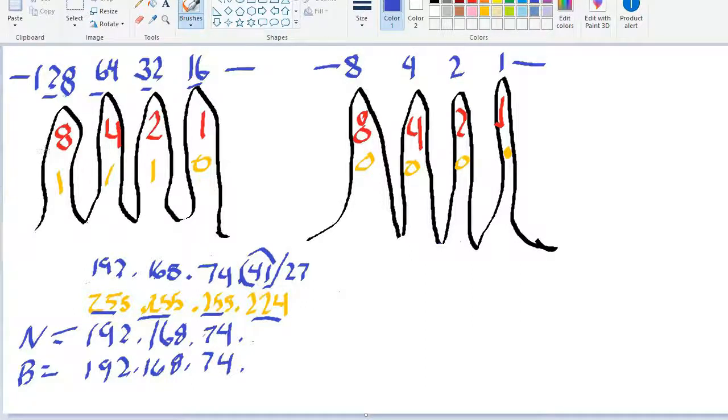How I do it is, is the 128-bit on? No, if the 128-bit was on, that would be larger, so 128 is off. Is the 64-bit on? No, that bit is off, so 64. The next bit, 32, is that bit on? Yes, 32 is less than 41, so our network becomes .32.